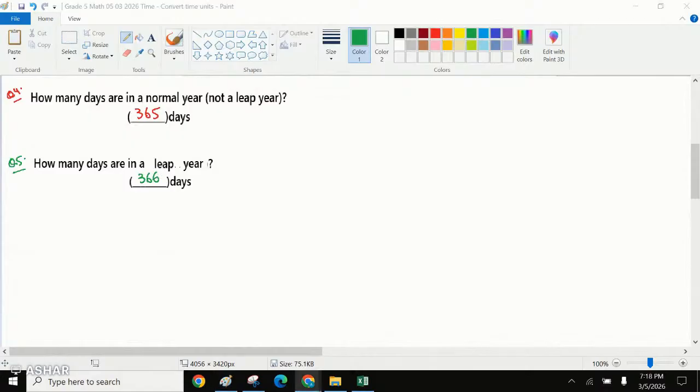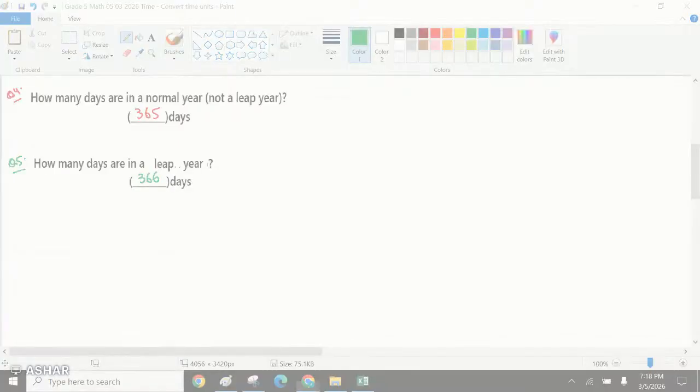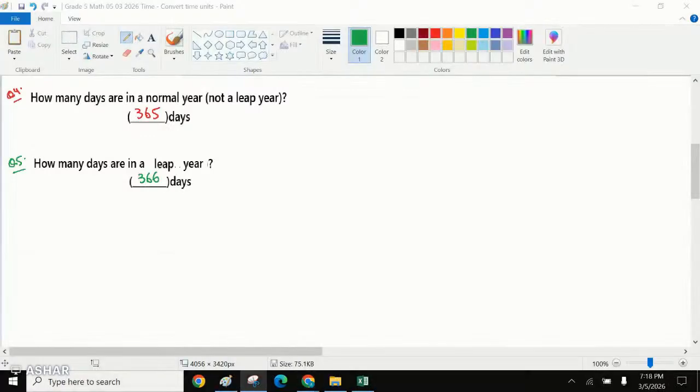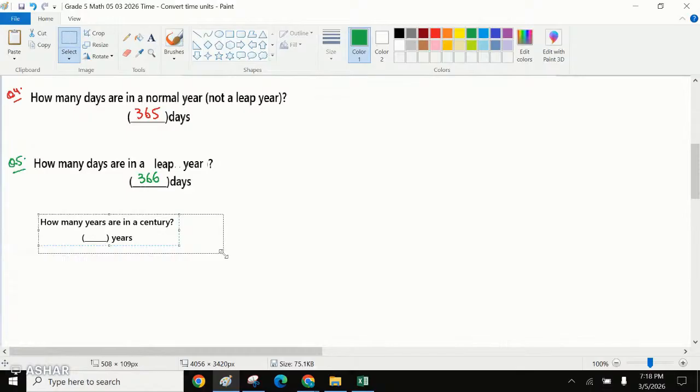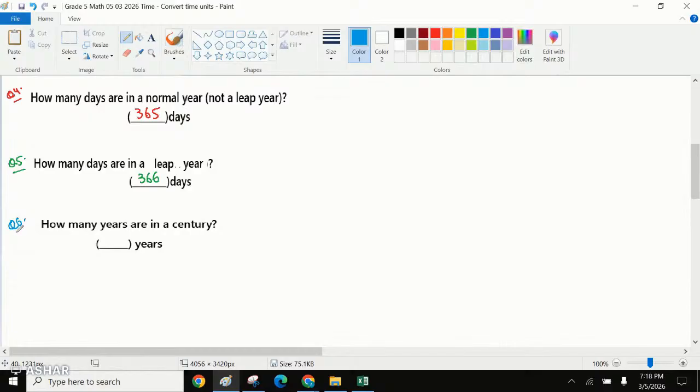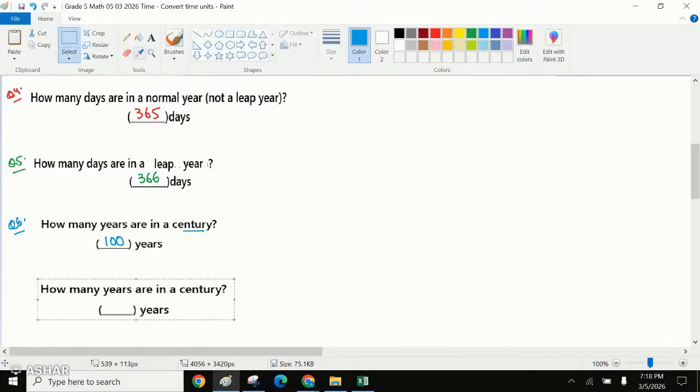Okay. Moving ahead, how many years are there in a century? We did century, right? A century means 100. Question number 6. Century means 100 years. Okay, let's see. How many years are there in a millennia?